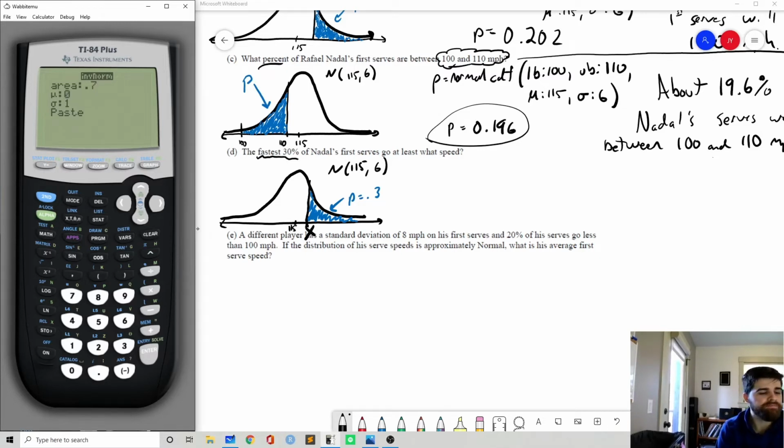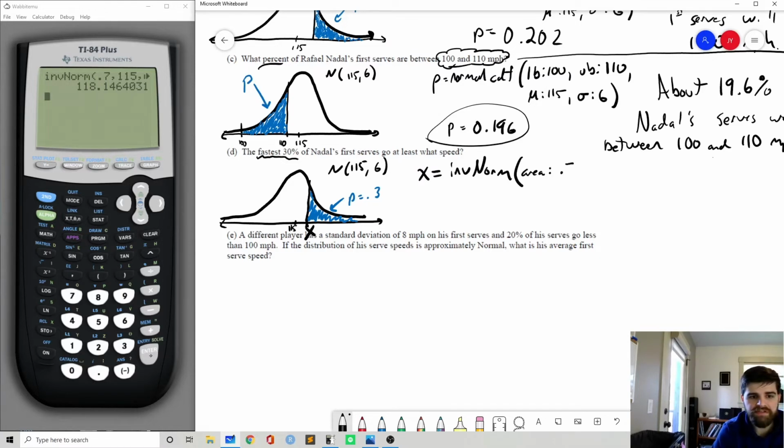So notice again, I put 0.7 for our area because that's 1 minus 0.3. Then we put in our mean and standard deviation, and it should tell us what x value would give us that top 30%. So x was equal to inverse norm. Again, we want to show our work the same way. We have an area of 0.7. We have a mean of 115 and a standard deviation of 6.